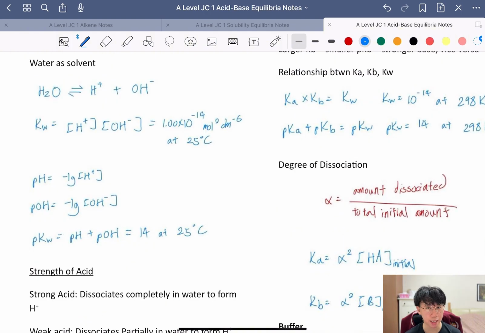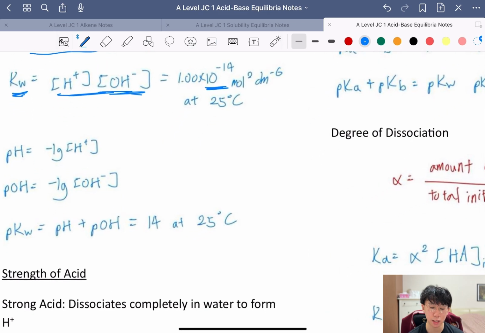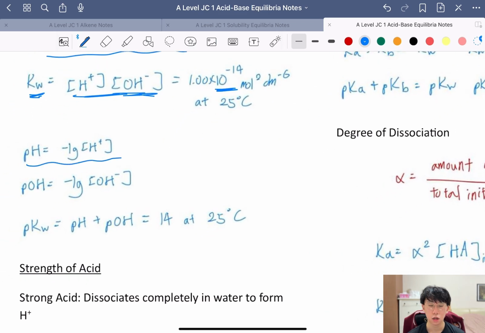Now we have to recognize that water is a solvent, and it can also dissociate to form H+ and OH-, and therefore you can form an equilibrium equation based on this, and you would see that Kw equals the concentration of H+ times the concentration of OH-, and this usually equals 10 to the power of minus 14.